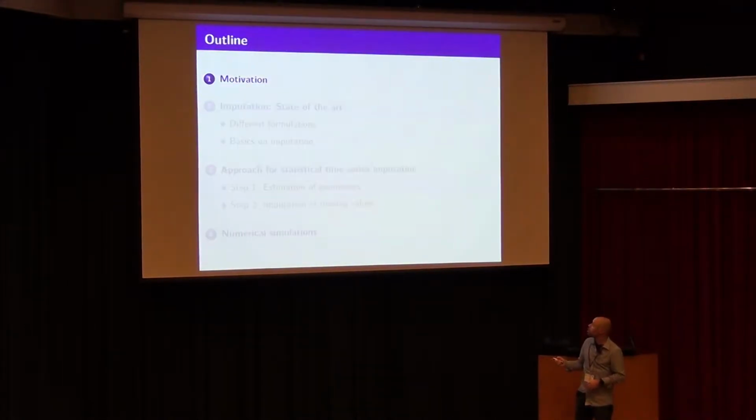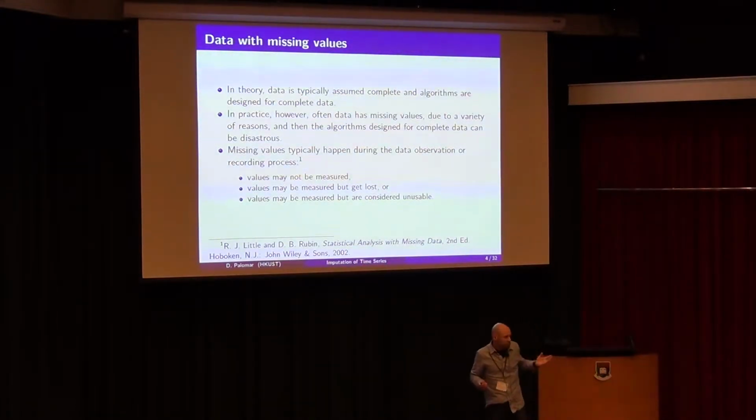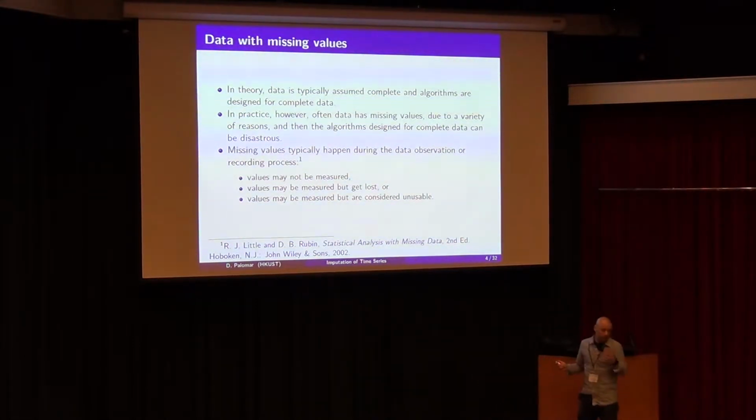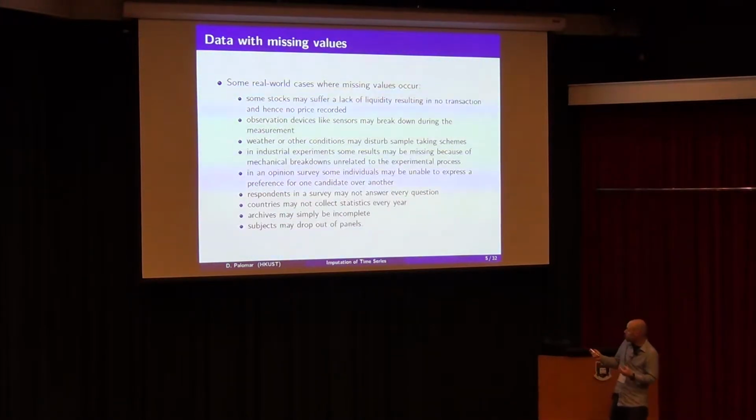Let me start with the motivation. I already explained it: sometimes we have missing values and then nothing is going to work, so we need to do something about that. This is a practical thing. Sometimes values are not measured for some reason. Sometimes they are measured, but they get lost, or there is some corruption on the storage. And sometimes they are measured, but they are wrong somehow. They could be an outlier or something. So there are many applications where you have these missing values.